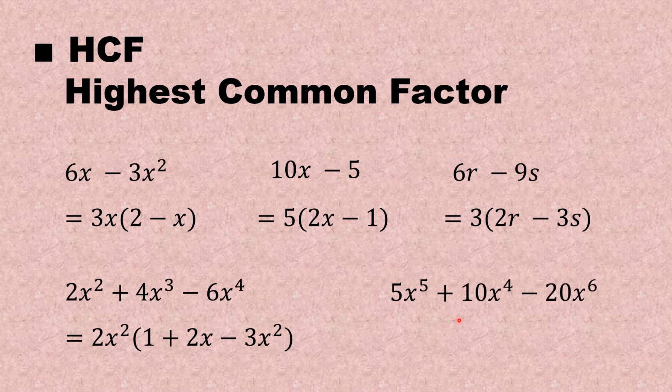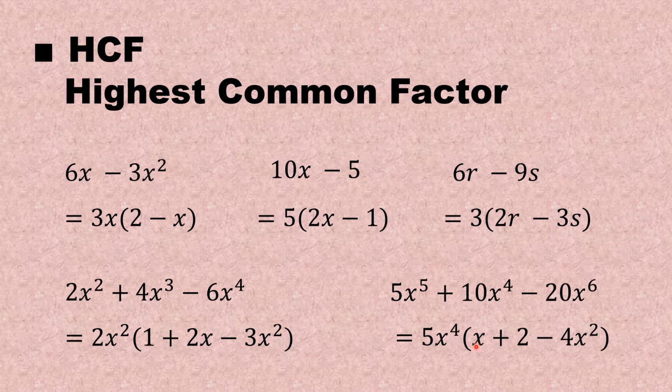Last one. Okay, take out a 5. How many x's? 4 of them. Can you see immediately that one's got 6, this one's got 5, this one's got 4. So the most that I can take out is 4. So I'm going to take out 5x to the power 4. Divide each term by what you've taken out.